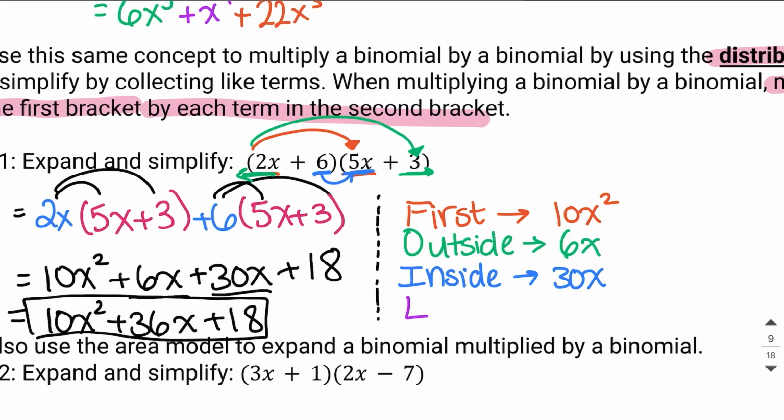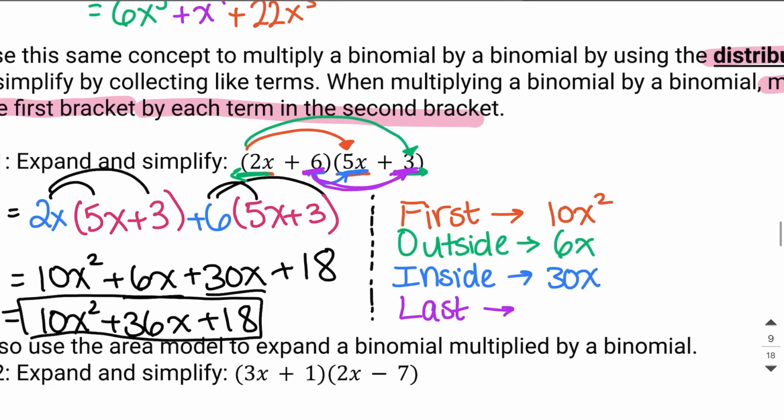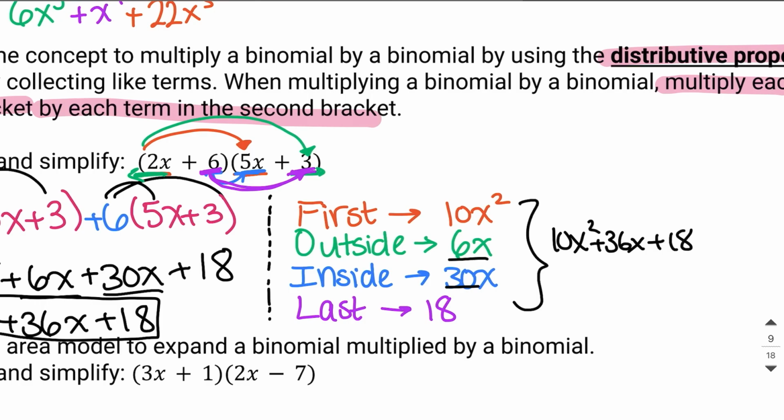And then the L stands for last, where we multiply the 6 by the 3. This is the last term in the first set of brackets. This is the last term in the second set of brackets. And then you multiply that together, you get 18. Then at the end, you just collect your like terms together and you end up getting 10x squared plus 36x plus 18. Either way, you get the same answer.